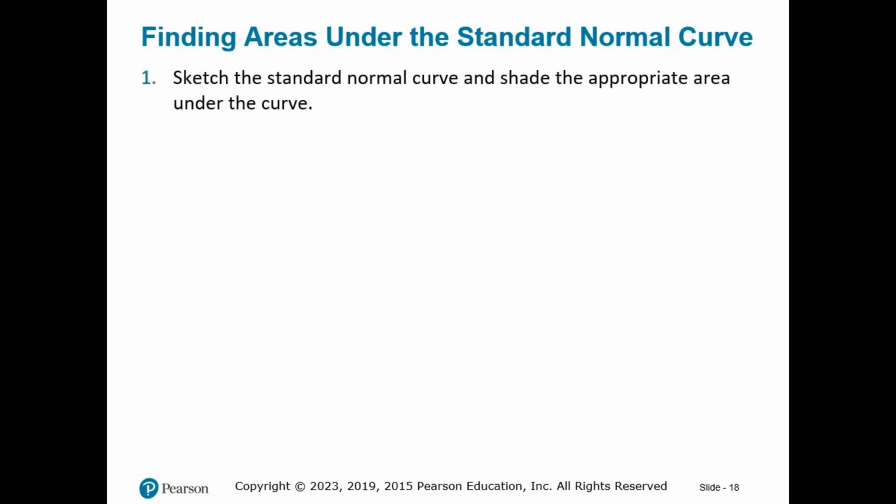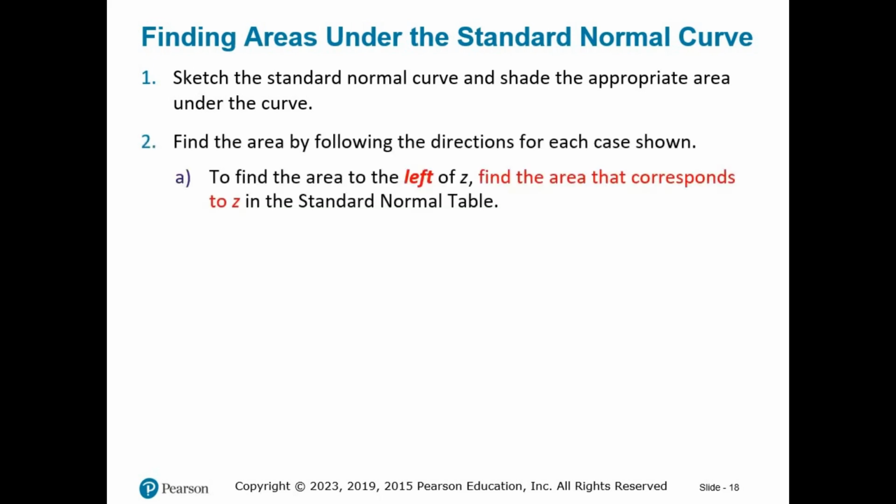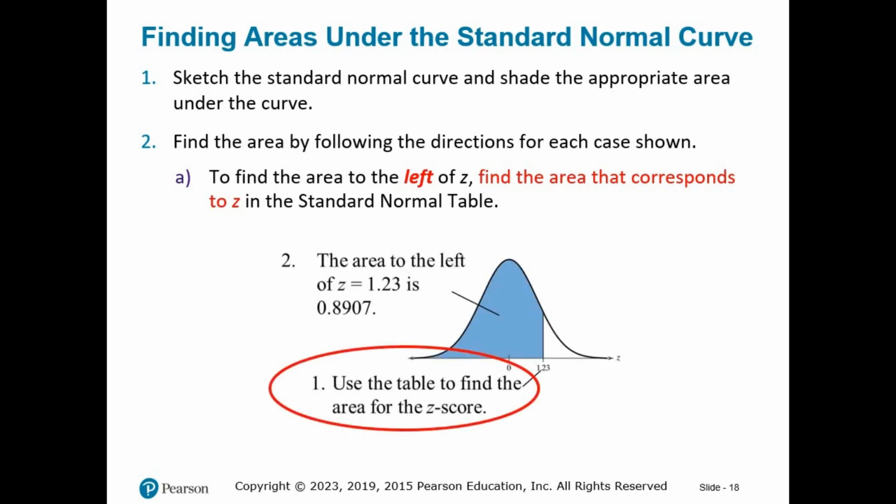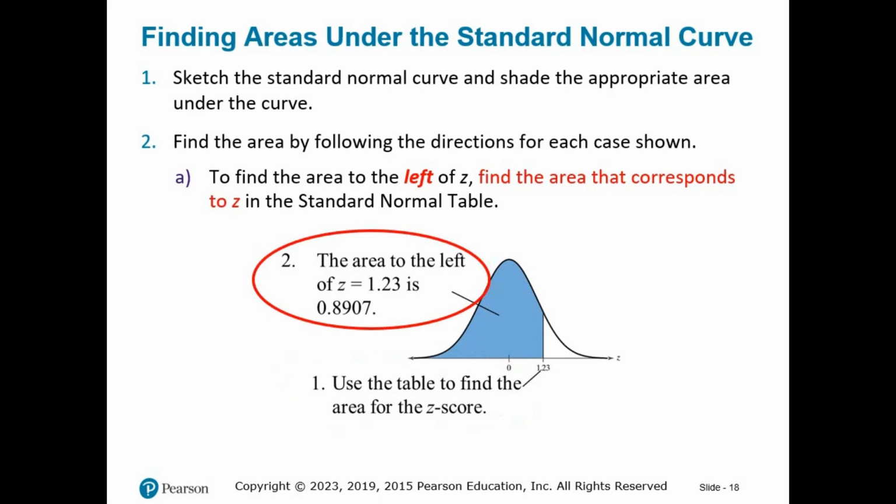Sketch the standard normal curve and shade the appropriate area under the curve. Find the area by following the directions for each case shown. To find the area to the left of z, find the area that corresponds to z in the standard normal table. See? Exactly as we did before. So we use the table to find the area for the z-score. The z-score is 1.23, so we look it up on the table. The area to the left of z equals 1.23 is 0.8907. That's all we have to do for that kind.